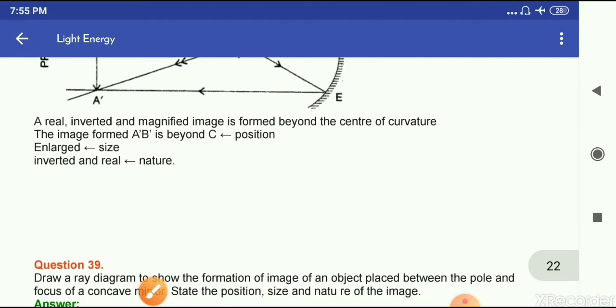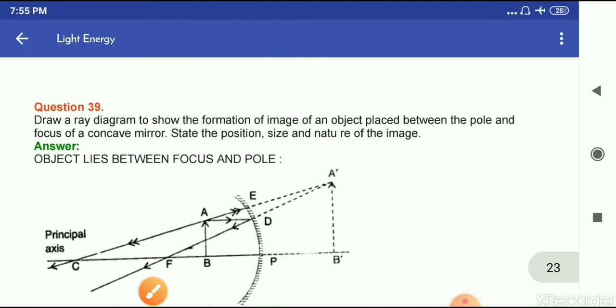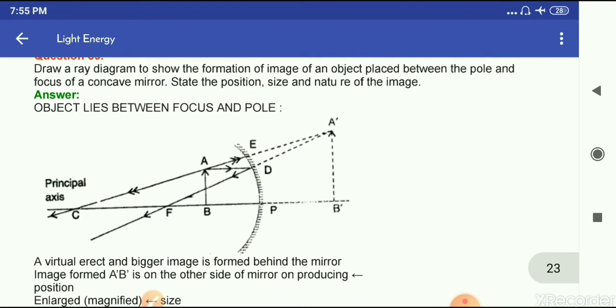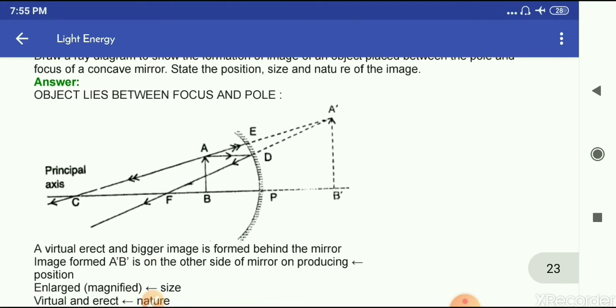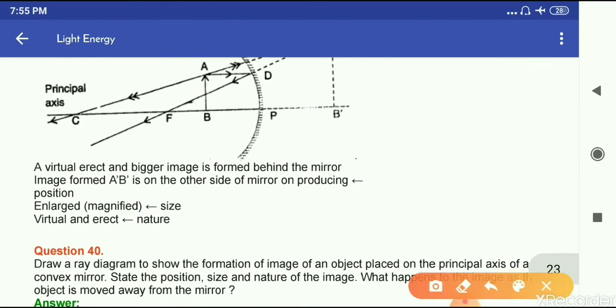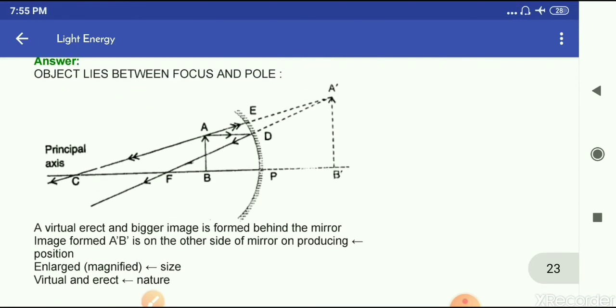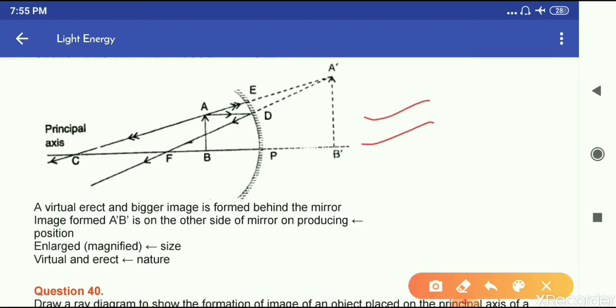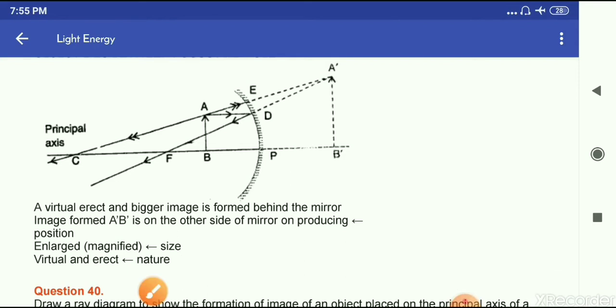Now question number 39. Draw a ray diagram to show the formation of image of an object placed between the pole and the focus of a concave mirror, and state the position, size and nature of the image. So this is the diagram, and this is the nature of the image formed after reflection. Virtual, erect and bigger image is formed behind the mirror, and image formed is A dash B dash, as you can see here, and it is magnified, size enlarged, and virtual and erect image is formed.